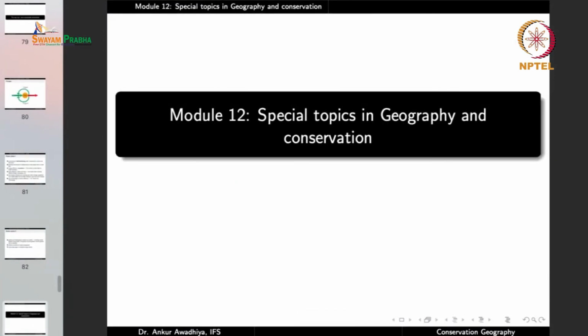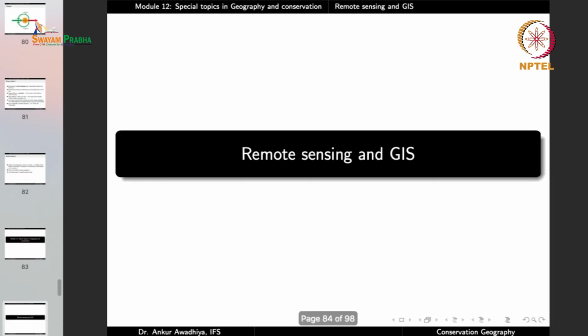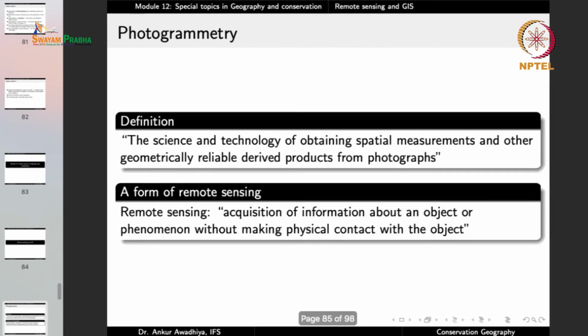Then in the last module, we had a look at the special topics in geography and conservation, where we talked about remote sensing and GIS. Now, these are based on the science of photogrammetry, which is the science and technology of obtaining spatial measurements and other geometrically reliable derived products from photographs.